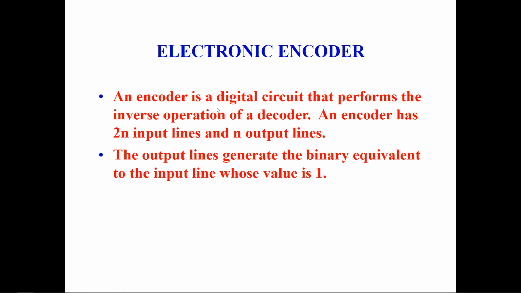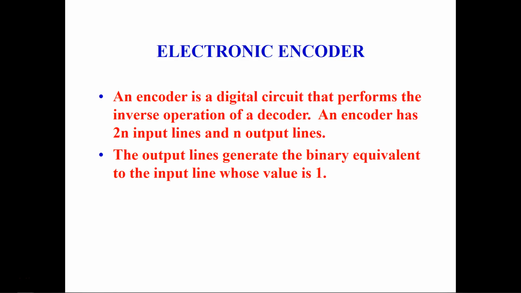Now next is the electronic encoder. An encoder is a digital circuit that performs the inverse operation of a decoder, and an encoder has 2^N input lines and N output lines. The output lines generate the binary equivalent of the input line whose value is 1. So this is your encoder.